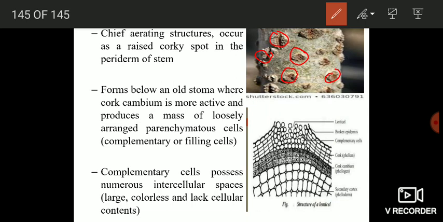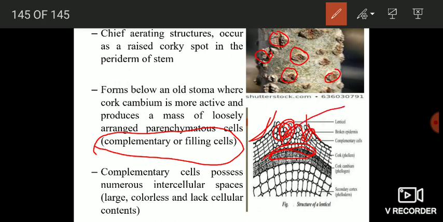A lenticel actually forms below an old stoma, where the cork cambium is more active and produces a mass of loosely arranged parenchymatous cells which are known as complementary cells or filling cells. Here you can see this is a raised corky spot, and this part of the cork cambium is more active and produces a mass of loosely arranged parenchymatous cells, known as complementary cells or filling cells.